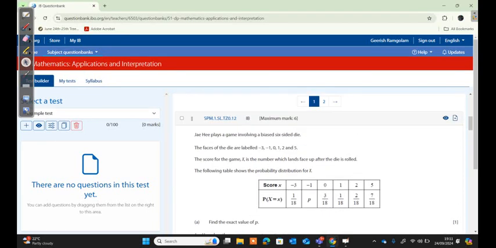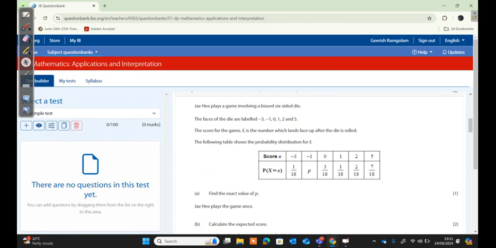So in this question here, you can see that you've got a person playing a game which involves a biased six-sided die, and the faces are labeled -3, -1, 0, 1 to 5. So it's not a traditional cubical dice where you have 1 up to 6. You have negative numbers also on the dice, and you can see that the probabilities are not uniform. That's why it's called a biased die, because the probabilities are not the same.